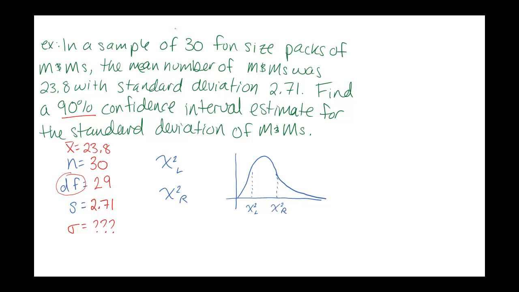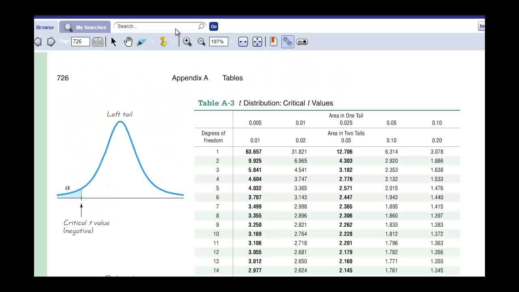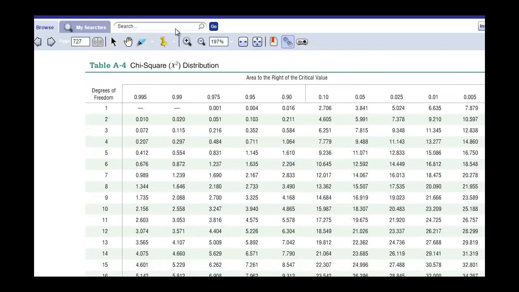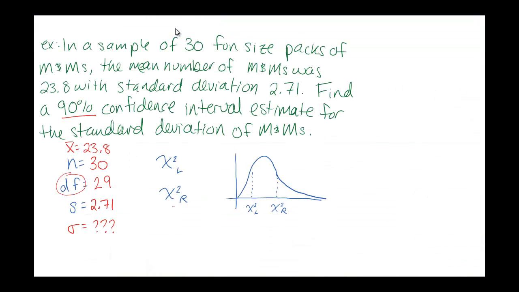So we need to look up both the left and the right chi-squared values. Let me show you the chi-squared distribution table. So here we go. You'll notice we have degrees of freedom again on the left, and along the top it says area to the right of the critical value. So you want to kind of draw a picture here.